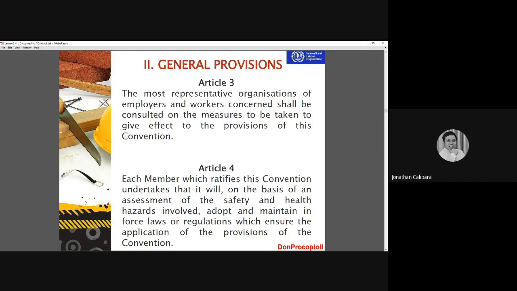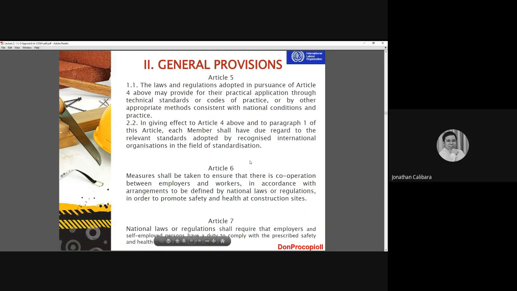So Article 5, class, covers the standards that should be practiced or followed, the codes derived from Article 4. Article 4 is the regulations, which set the standards and policies. Article 5 contains more provisions added to the codes. Then Article 6 is about ensuring the relationship between workers and employers.